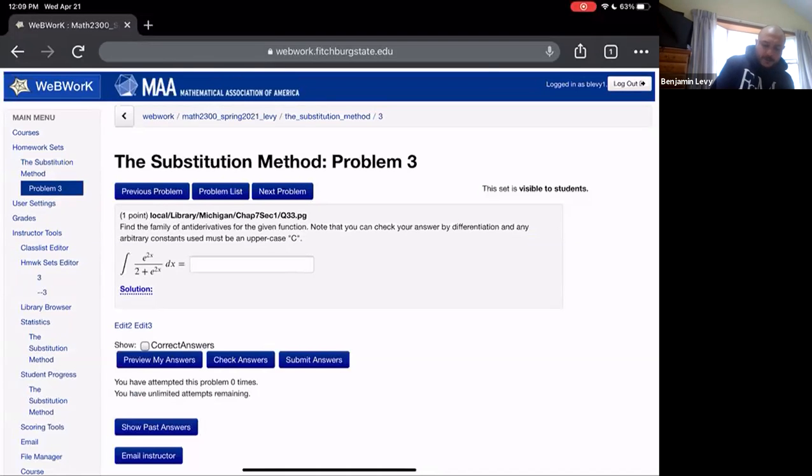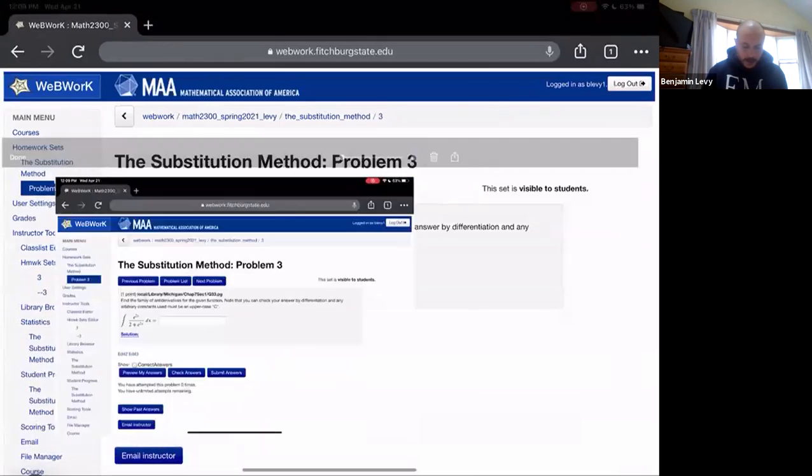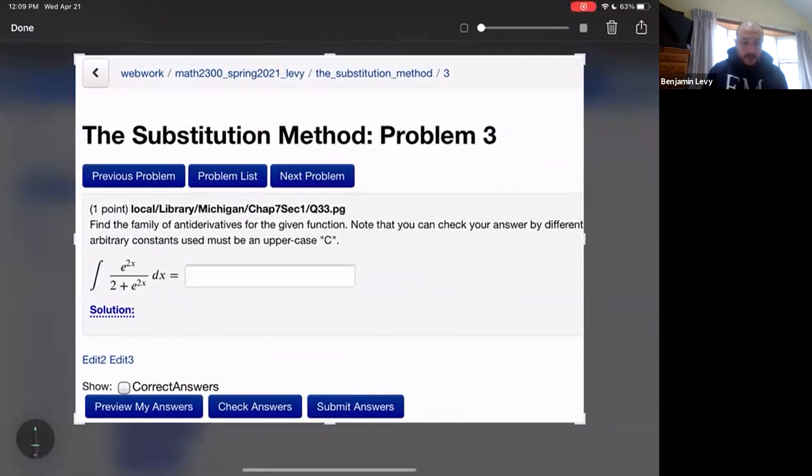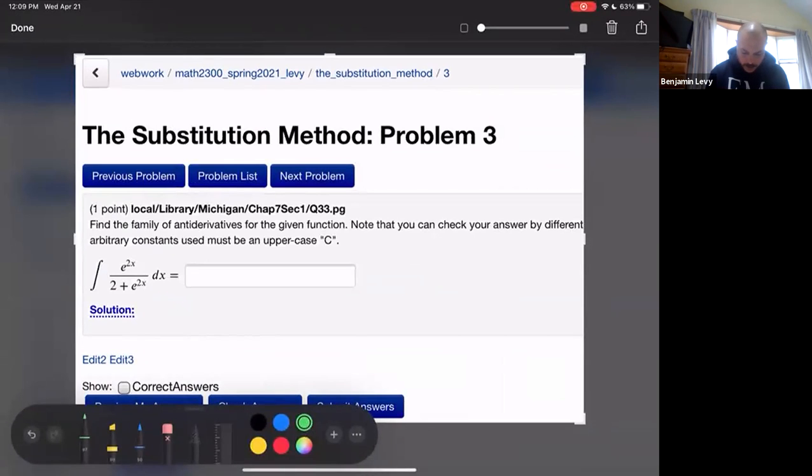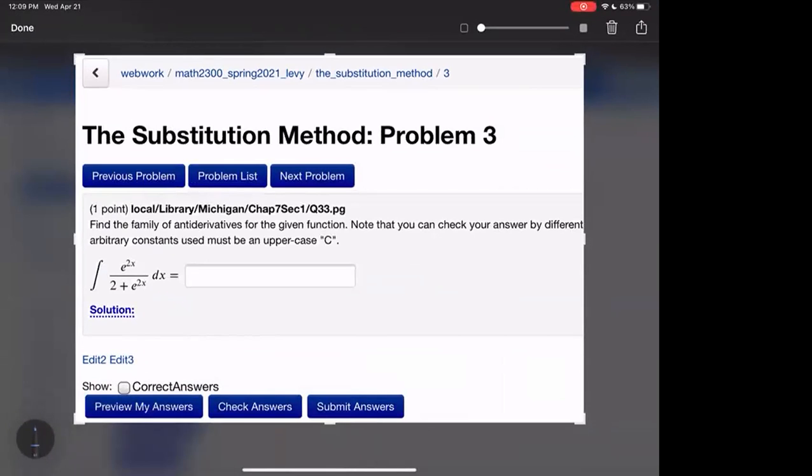Everyone's looks a little different, but it's just different numbers. It's the same kind of setup. Just gonna go right in on this one. What were you thinking u should be, Jorge? 2 plus e to the 3x. Yeah, that sounds good. Oh, well, 2x. Yep, that looks good.